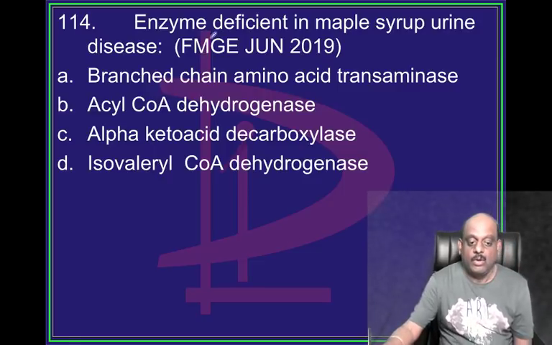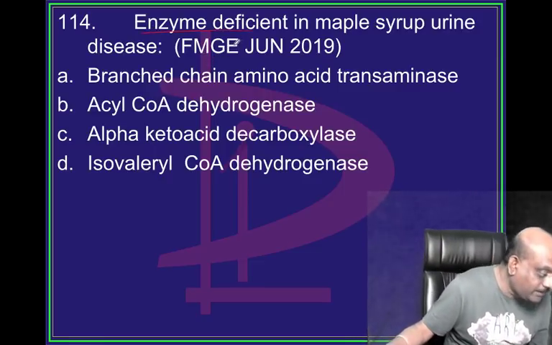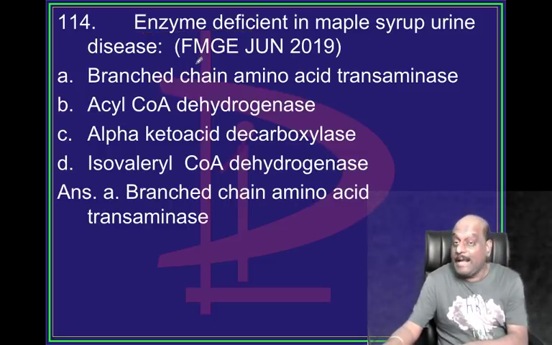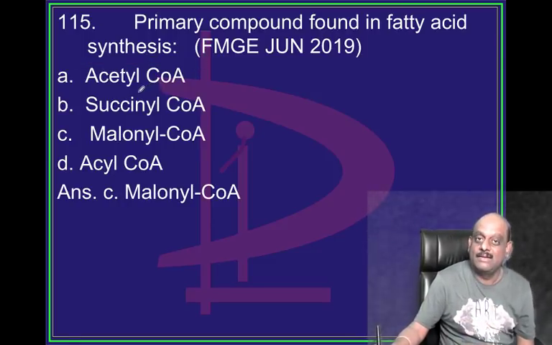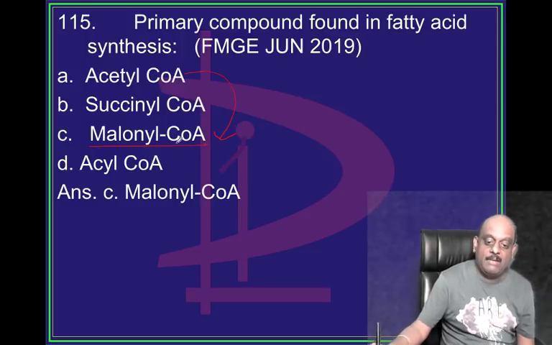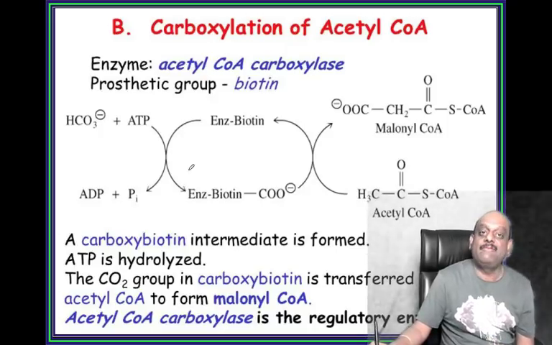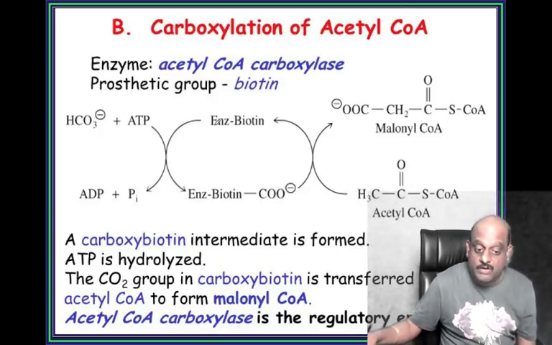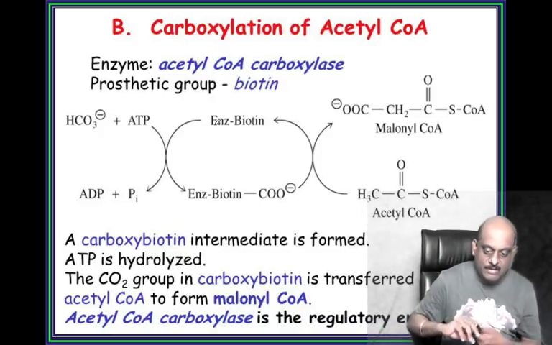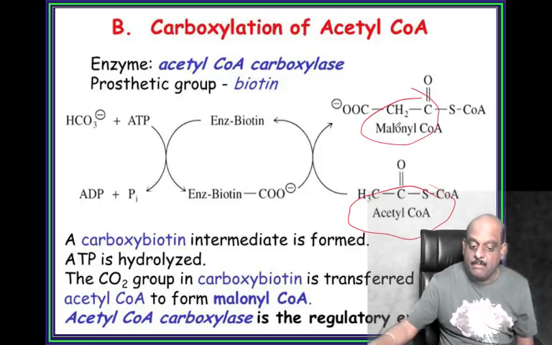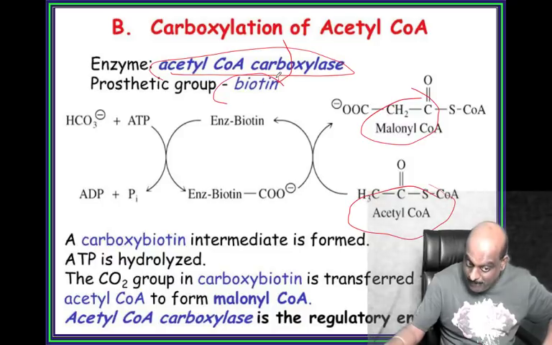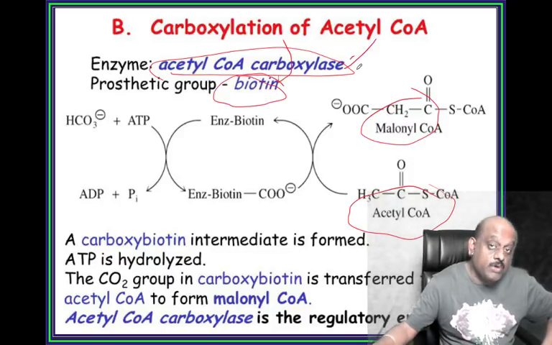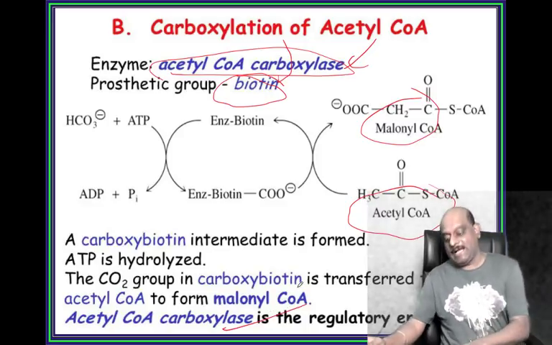Now, the enzyme deficient in maple syrup urine disease: branched chain amino acid transaminase, all of you know very well. What is needed for fatty acid synthesis? Acetyl CoA becomes malonyl CoA, and malonyl CoA is the first compound in fatty acid synthesis. Acetyl CoA means two carbons. This two carbon acetyl CoA becomes three carbon malonyl CoA, the precursor for fatty acid synthesis. For that, you require acetyl CoA carboxylase. Any carboxylase requires biotin as the coenzyme. In fact, acetyl CoA carboxylase is called the regulatory enzyme of fatty acid synthesis.